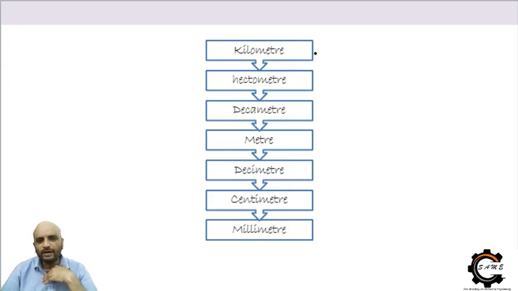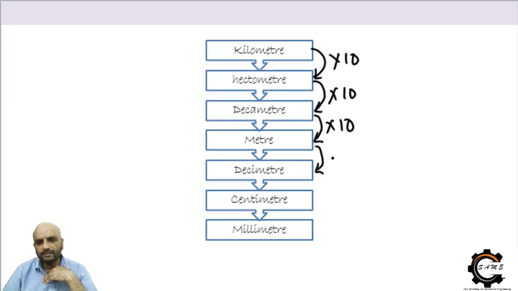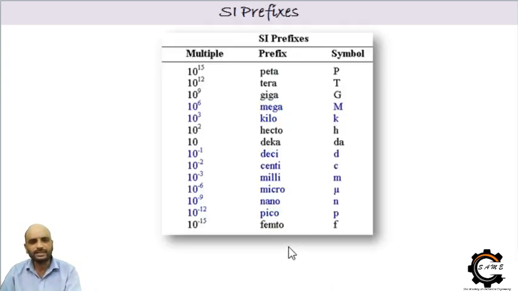So if I have data in kilometer, I have to convert it to hectometer, right? I have to multiply it by 10. So from hectometer to deca, I have to multiply again by 10. Similarly, I have to convert from decameter to meter, I have to multiply by 10. Similarly here, from meter to decimeter, I have to multiply by 10 again. Similarly here also the same thing I have to do. So here also I have to multiply by 10 and convert accordingly. This is how the conversion takes place.